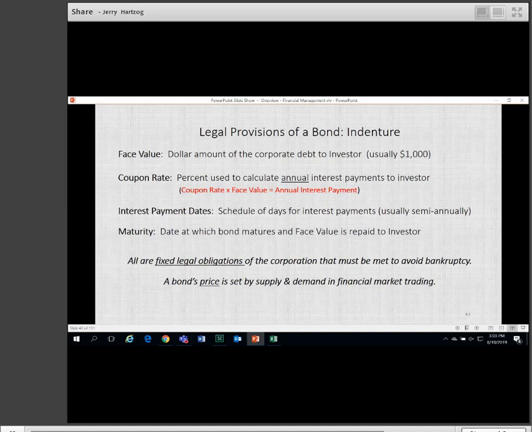Now, all of these are fixed legal obligations of the corporation that must be met to avoid bankruptcy. One thing that's not there is the price. The price of a bond is not fixed by the legal agreement. The bond's price is set by supply and demand in financial markets as investors buy and sell the bonds.